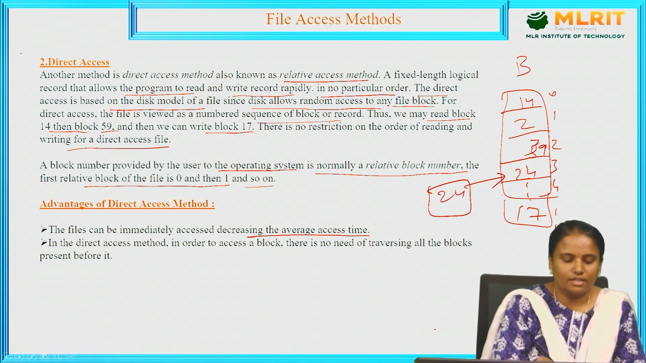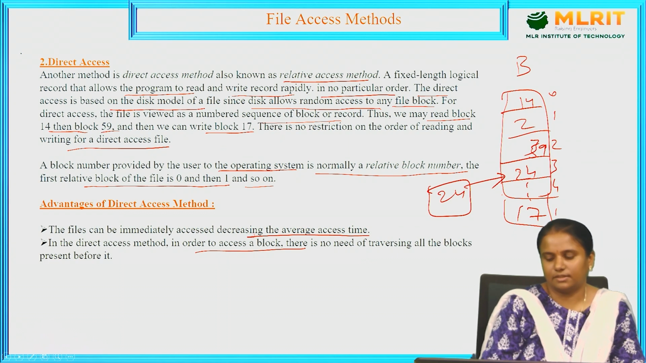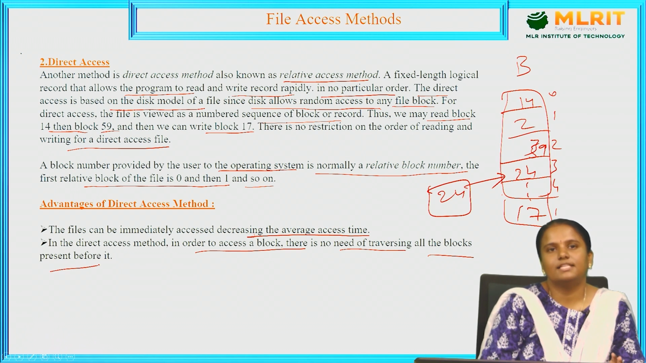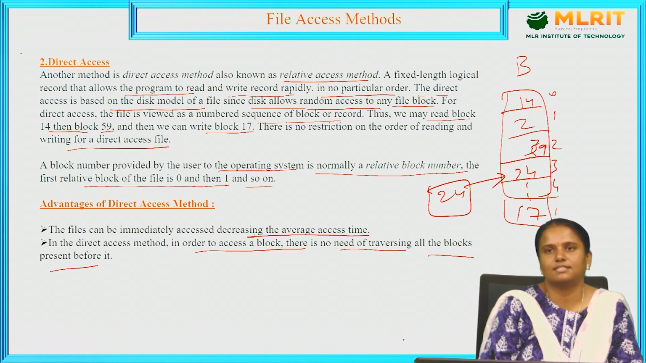In the direct access method, in order to access a block, there is no need for traversing all the blocks present before it. There is no order to access the block, and no need to traverse all the blocks placed before the file. These are the advantages of the direct access method in the file system.